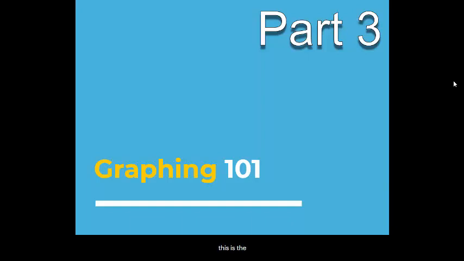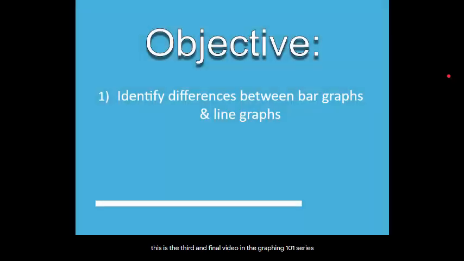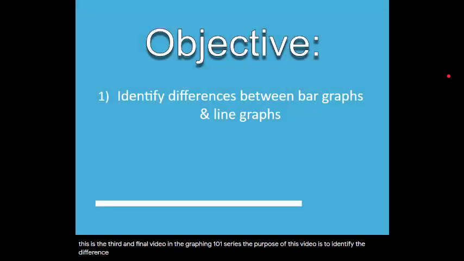This is the third and final video in the Graphing 101 series. The purpose of this video is to identify the differences between bar graphs and line graphs.